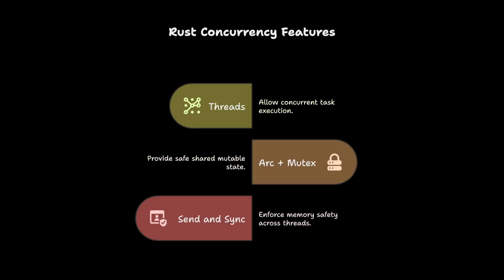So the summary is, threads let us run tasks concurrently. Arc plus Mutex give us safe shared mutable state. Send and Sync traits are automatically implemented by the compiler to enforce memory safety across threads. Rust's concurrency model is designed to make data races impossible at compile time. It forces you to be explicit about how you share data between threads, and once it compiles, you can be confident that your program won't run into undefined behavior.